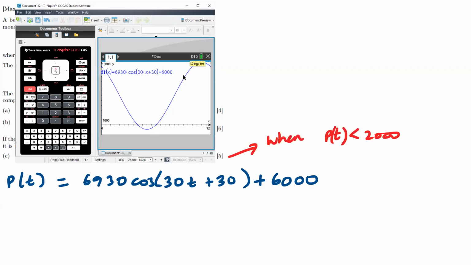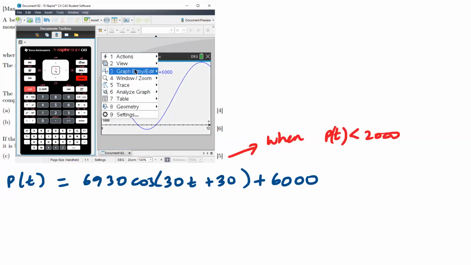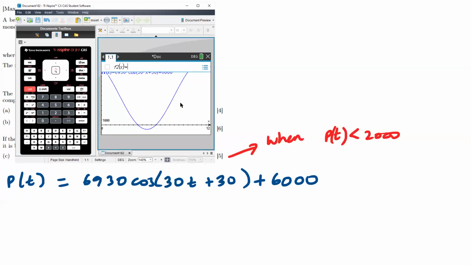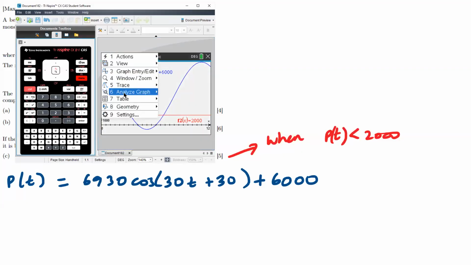What we're looking for, though, is when is this profit function less than 2,000? So then if we go into the menu, graph entry edit, we just enter another function, the function 2,000. And we can see here that horizontal red line is when the profit is exactly 2,000. So it's in between these two values when the profit of the cafe is below $2,000. So we need to find those points of intersection. And yeah, if you use the TI Inspire, you'll know how to do this.